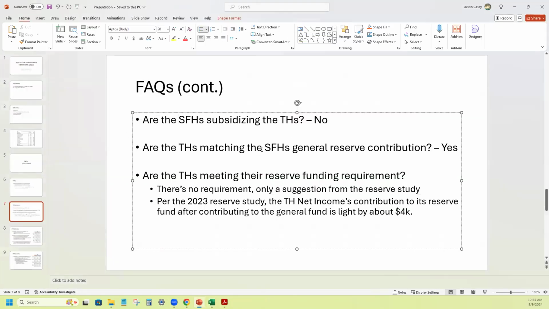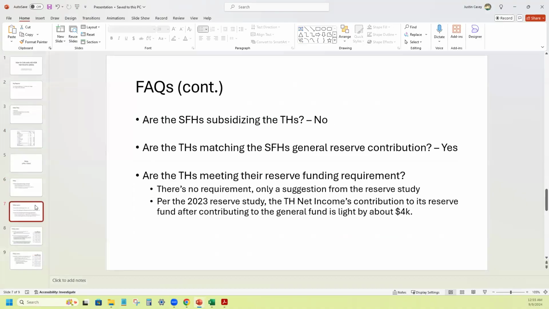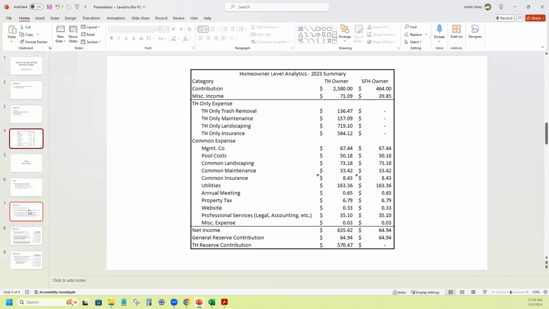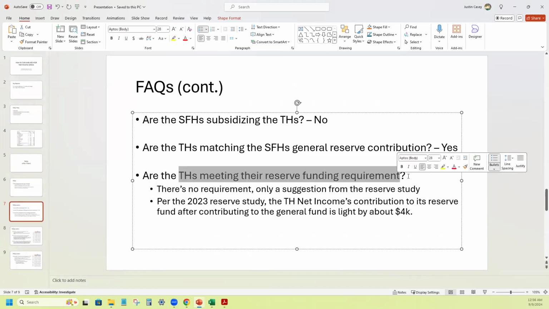Are the townhomes matching the single family homes' general fund reserve contribution? The answer is yes. Dollar for dollar, penny for penny. In 2023, $64.94 was contributed by every member of the community to the reserves for the general fund, and then the remaining $570 was spent on the townhome reserve fund contribution.